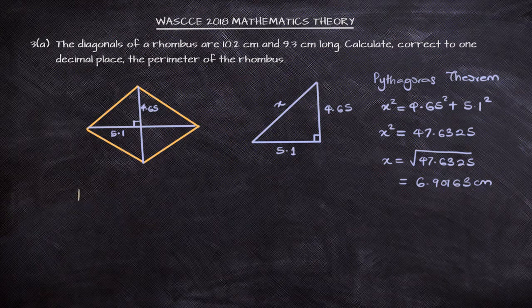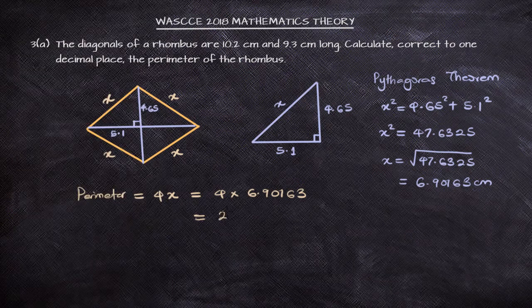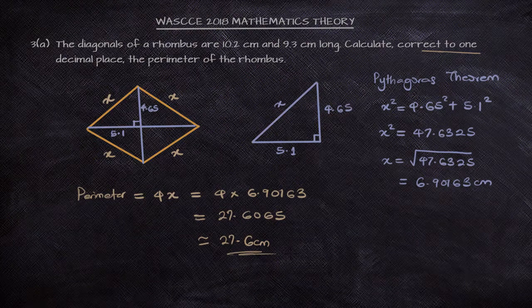If we go back to our diagram, we'll see that the perimeter is the sum of all the sides, and the sides constitute 4x. So our perimeter will be 4 multiplied by 6.90163 centimeters, and that will be 27.60652 centimeters. But we're asked to find this correct to one decimal place. That will be 27.6 centimeters. And that's all about that.